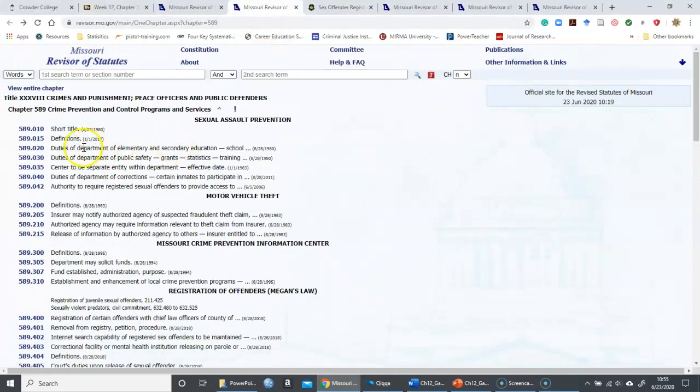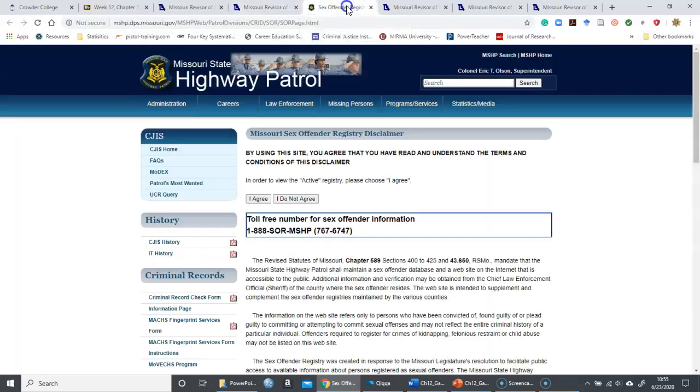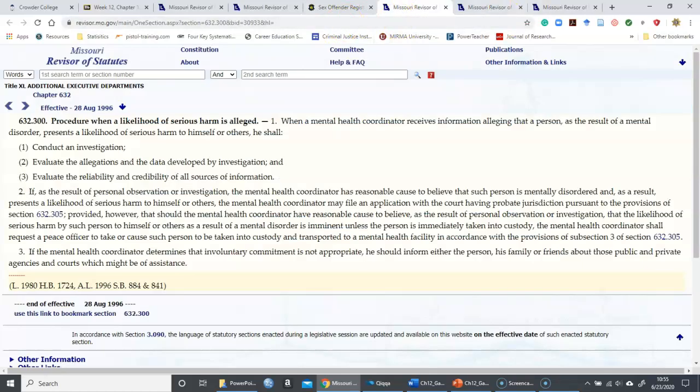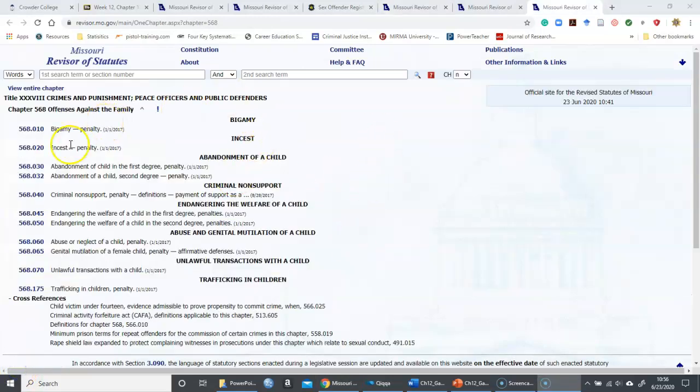When we look at Chapter 589, sexual assault prevention, this is where we start talking about registering our sex offenders, and here's Megan's Law. Then again, your highway patrol has a sex offender registry if you want to research your area or that of another person. And then procedures, as we looked at, as far as how we would get a person into a cell. And also Chapter 568 as far as incest, and then like we covered in our last lecture, assault, endangering the welfare of a child, abuse, genital mutilation.